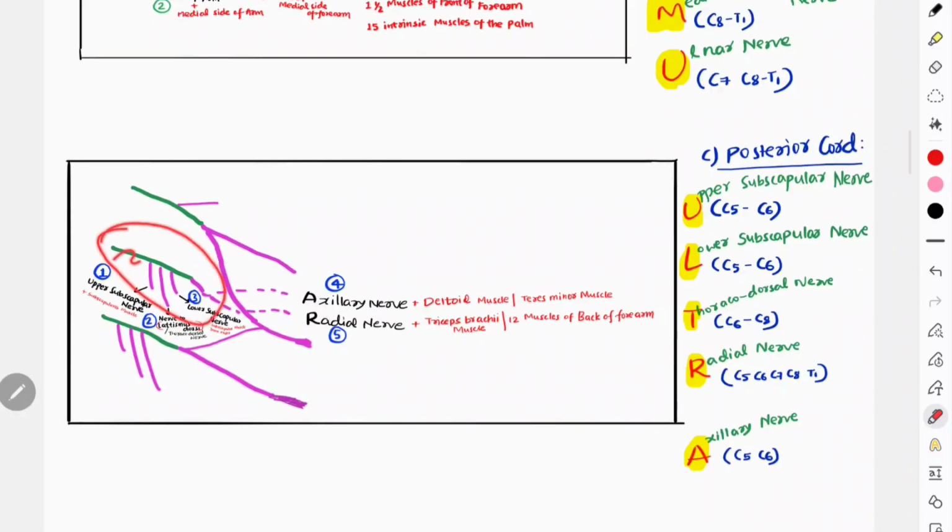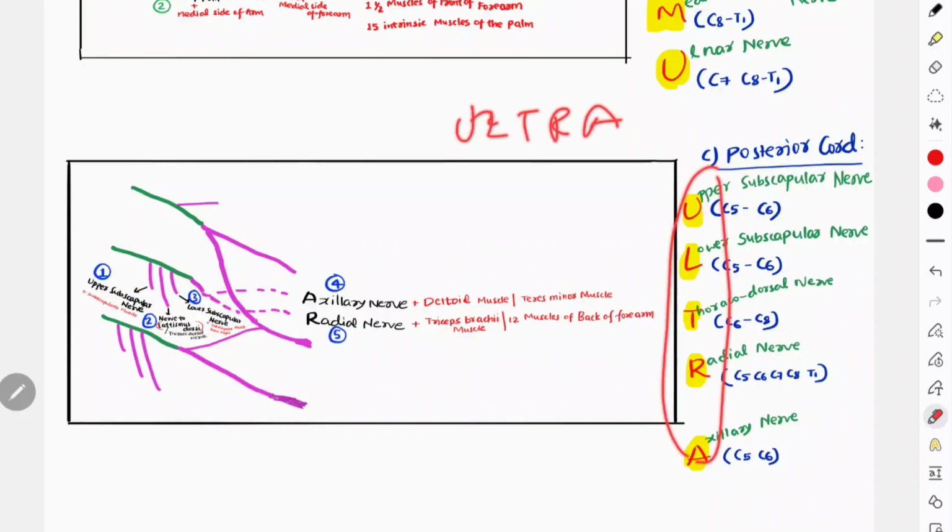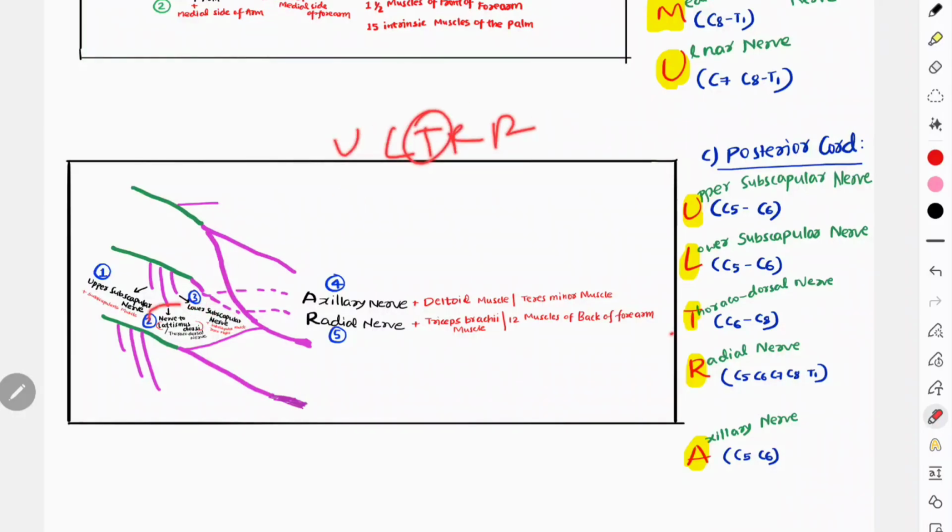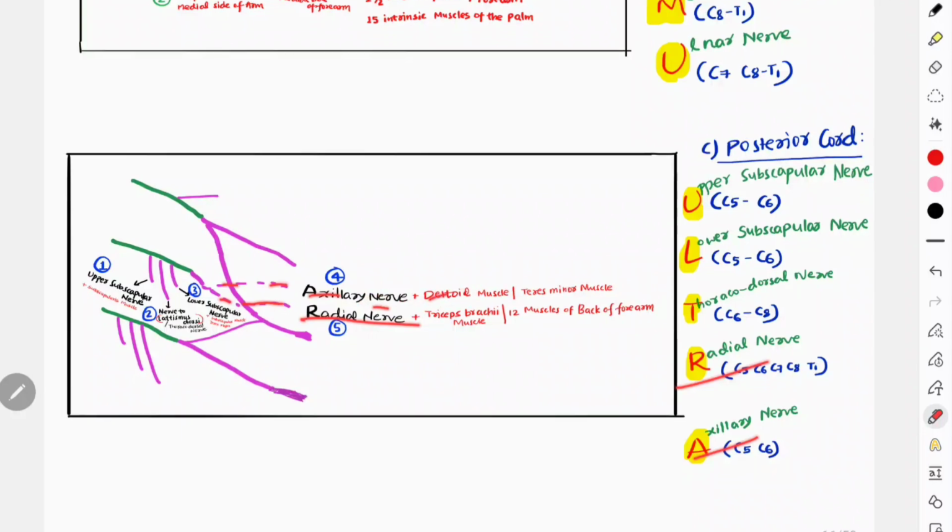The posterior cord. This is the posterior cord. Same. 5 branches: 1, 2, 3, 4, and 5. So for this the mnemonic is ULTRA. U for upper subscapular nerve. L for lower subscapular nerve. T for nerve to latissimus dorsi or thoracodorsal nerve. R for radial nerve. A for axillary nerve. So posterior cord also completed.